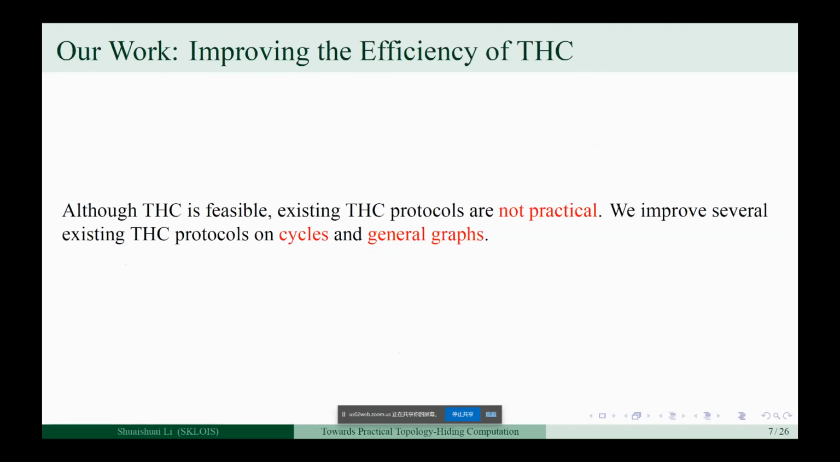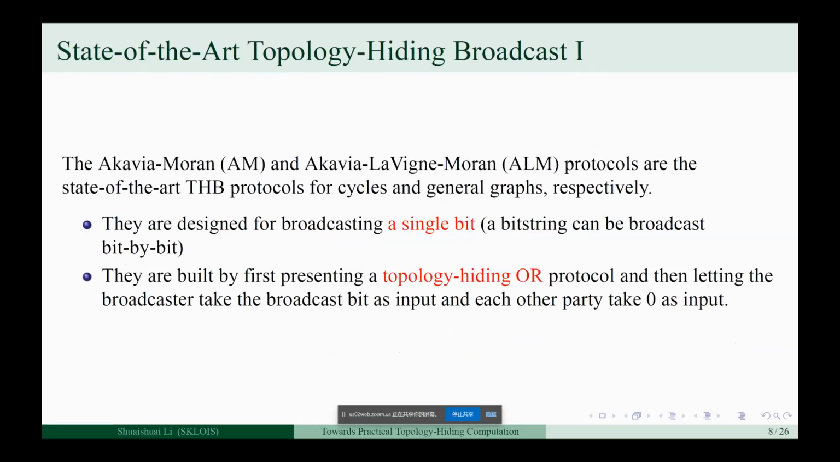Although THC has been shown to be feasible, existing THC protocols are not practical. In this paper, our goal is to improve the efficiency of several existing THC protocols on circles and general graphs. Firstly, we consider the broadcast functionality. The AM and ALM protocols are the state-of-the-art THB protocols on circles and general graphs respectively.